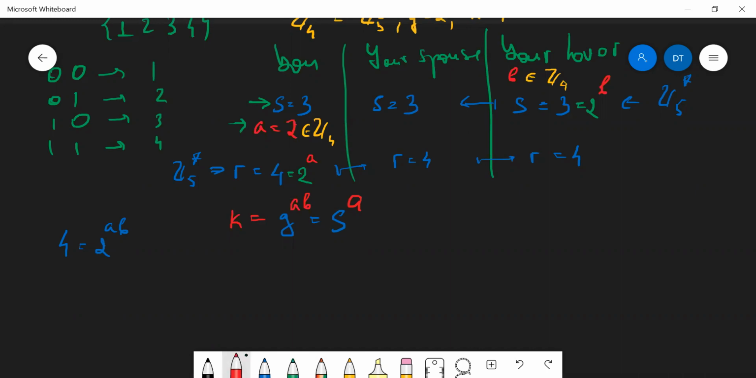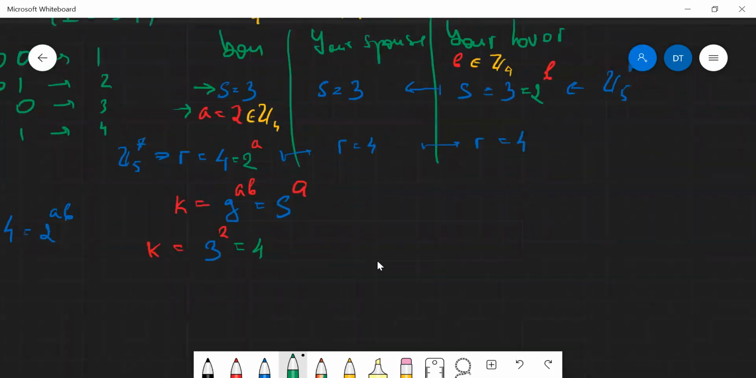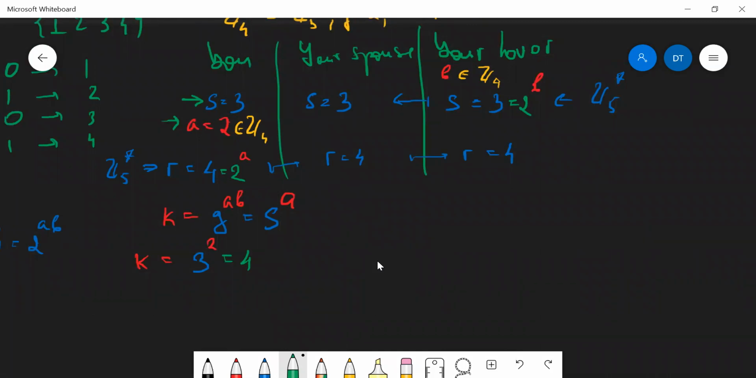So in our case, K must be 3 to the power of 2, which is what? 9. Wait, 9 modulo 5 is 4. It's 4, the same thing as minus 1. Okay, so our private key is 4. Now we are ready to communicate. We know a secret key.